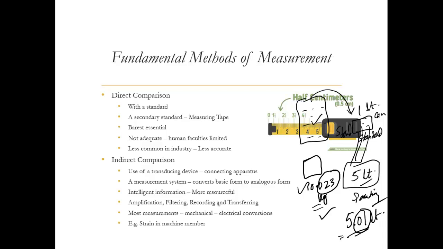An example could be strain, finding out the strain or the stress on a machine member. That can be done with the instrument rather than with direct comparison. I'm sorry for this, but this depicts an LVDT for position sensing, which can be used for measurement of length. This is an indirect comparison where we use transducers, filtering, recording, and amplification, and then we have connections with the computer. But here it's just a measurement by human faculties, where we measure the length of anything by moving or elongating this steel rule tape.